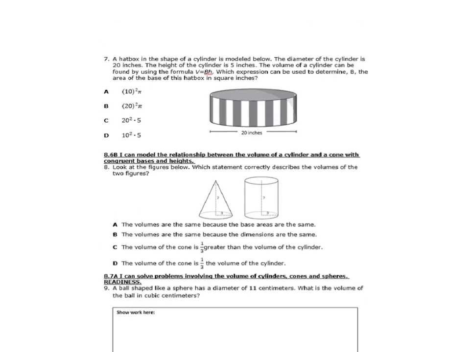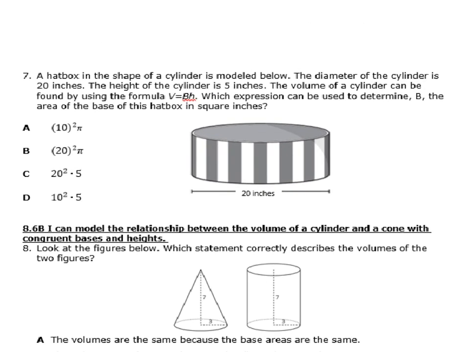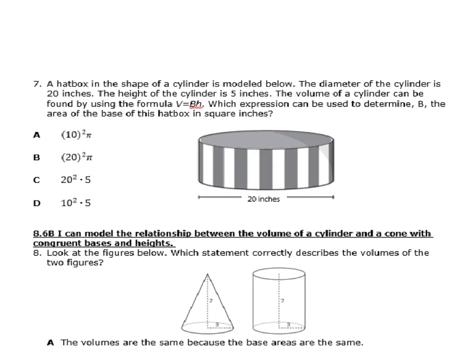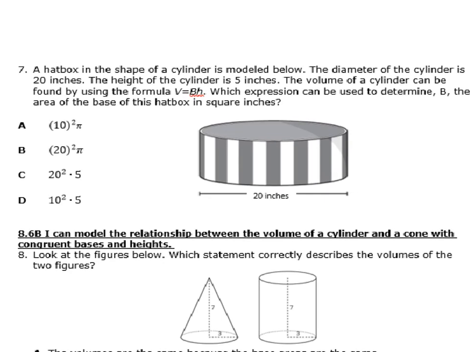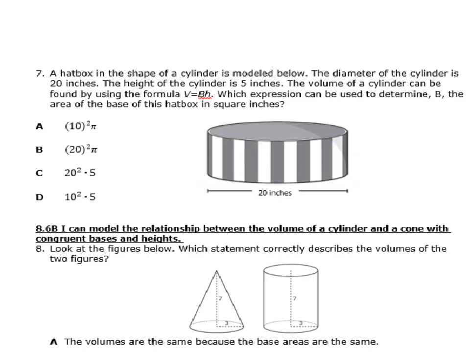Let's go ahead and look at the next one. Here's another one where we're just going to find the equation. A hat box in the shape of a cylinder is modeled below. The diameter of the cylinder is 20 inches. The height of the cylinder is 5. The volume of a cylinder can be found by using the formula V equals BH. Which expression can be used to determine B, the area of the base of this hat box in square inches?